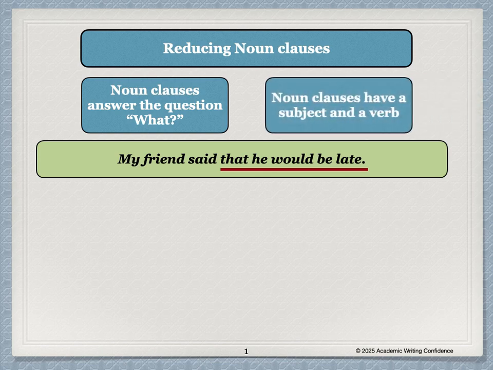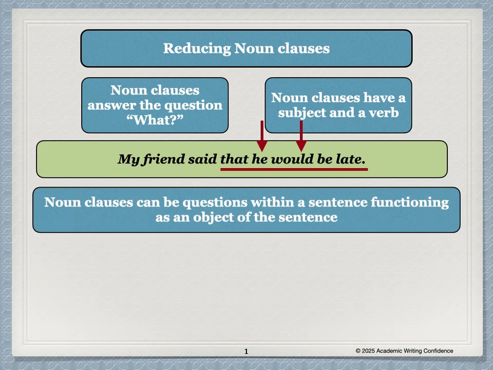Noun clauses always have a subject and a verb. You can see the words he would be. Noun clauses can also be questions within a sentence, functioning as an object of the sentence.